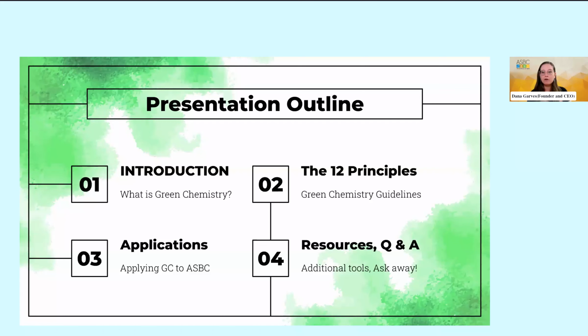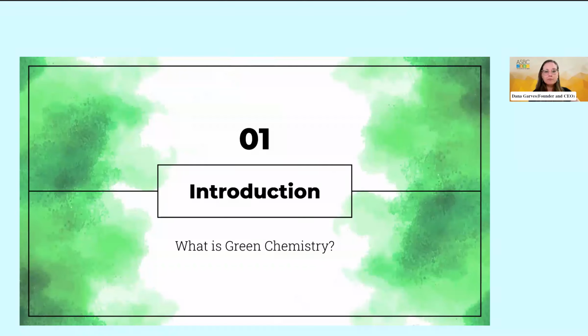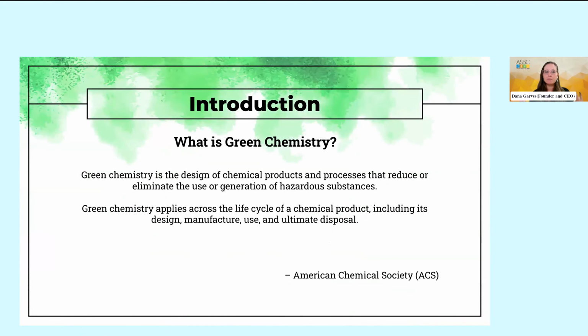Today, I want to talk to you about what green chemistry is, sort of give you a small background. Then we're going to go over the 12 principles of green chemistry and then how to apply them to your ASBC methods, the broad strokes of ASBC methods that I think we find most commonly in beer labs. And then lastly, I'll provide you with tons of resources and tools so that you can do this in your own space. Starting off, what is green chemistry?